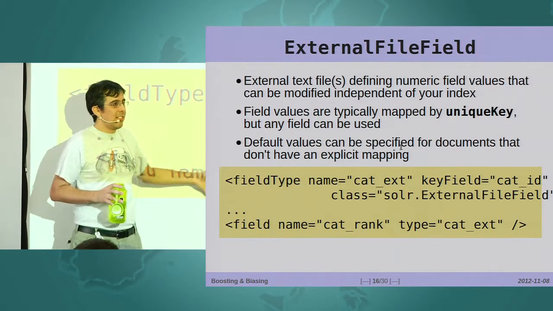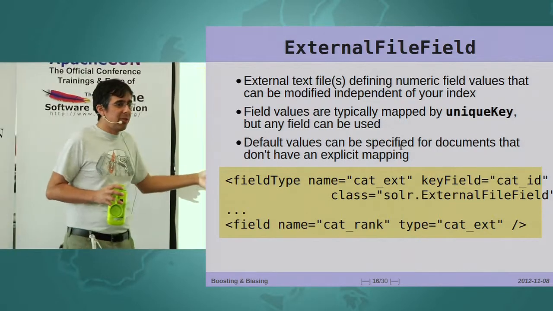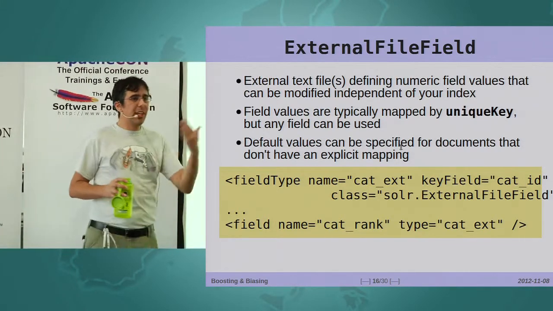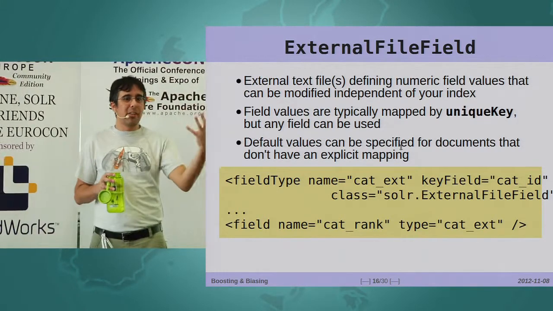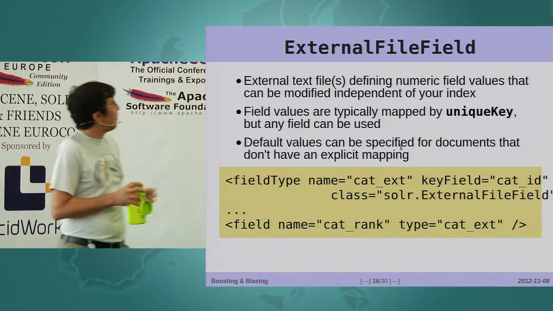This text file that describes how popular each of my categories are just needs to list the categories and their popularity. And the external file field will take care of making sure that every product or every document in your index gets that value so it can be used in those functions.